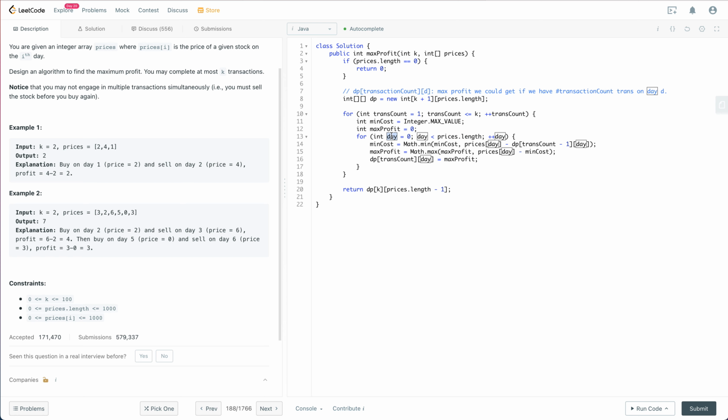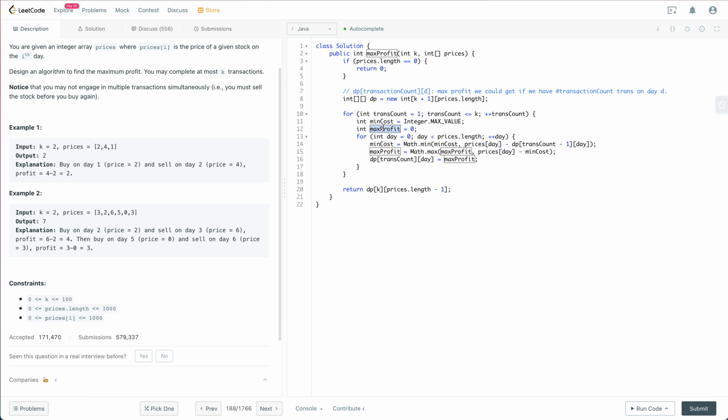For the inner for loop, it is about a day. So we should start from the transaction count as 1, because for transaction count as 0 it is already initialized, because if there is no transaction, the profit is going to be 0. So initially we have the min cost, which is the minimum cost to buy the stock, and the max profit.